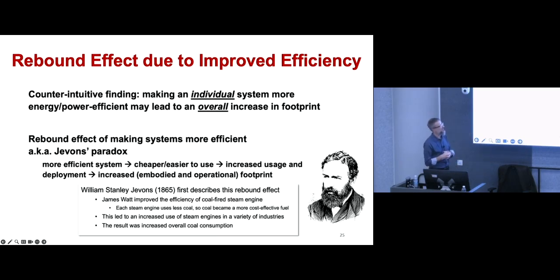This paradox is named after Jevons, who was an economist, and he observed that when James Watt came up with a more efficient coal-fired steam engine, the total consumption of coal actually went up instead of going down. And the reason was that because the devices became more efficient, more companies could afford having a steam engine, and as a result, more steam engines were deployed, and as a result, more coal was being consumed. And this is very much true for the computing industry as well.